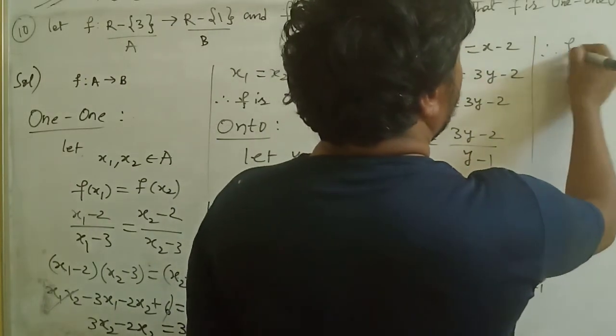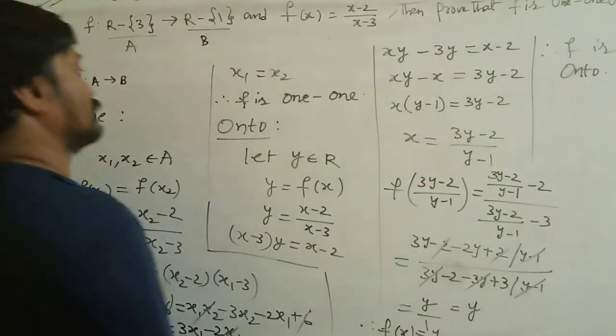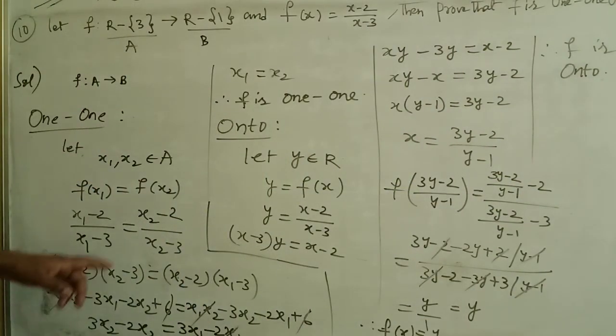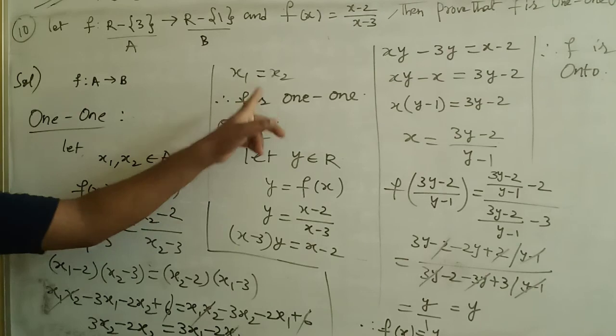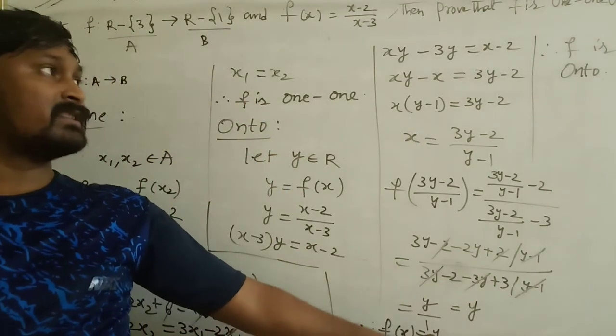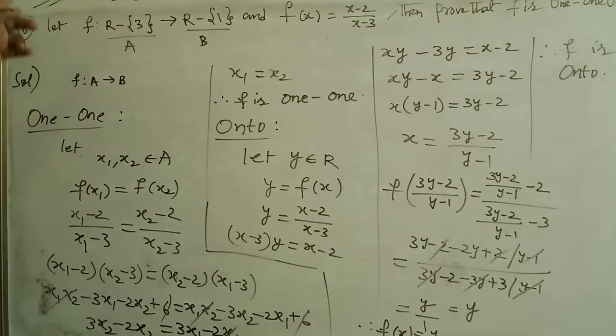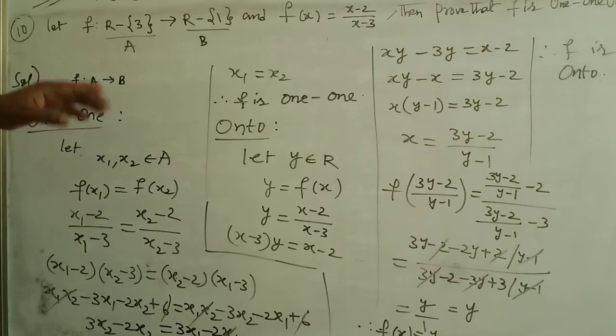Therefore f is onto. So one to one means x1 is equal to x2, we proved, so that is one to one. Then onto means f(x) is equal to y, we needed to prove. We proved it, that's why f is onto. So what did I need to prove in this? They said prove that f is one to one and onto. We proved it. That is about your 10th problem, and it was given in 2012.